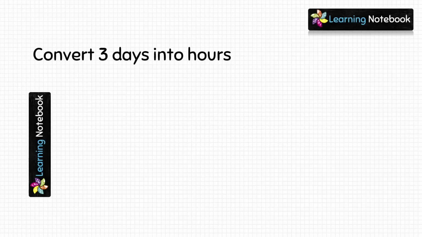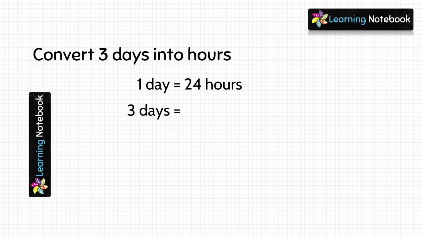Now let's move to next question. Convert 3 days into hours. So here we will learn how to convert days into hours. We know 1 day equals 24 hours. So 3 days equals 3 into 24 hours. 3 into 24 equals 72. So 3 days equals 72 hours. So this is how we can convert days into hours.